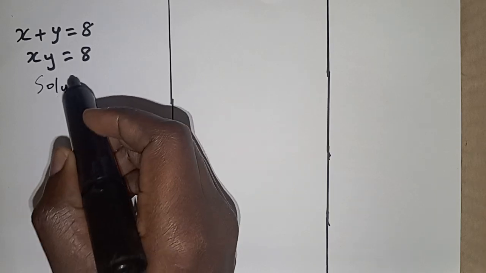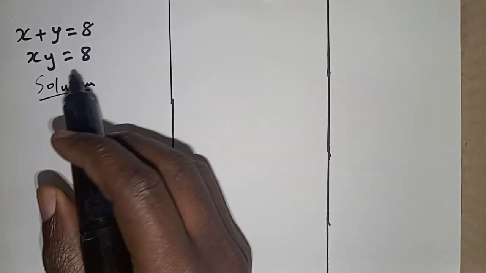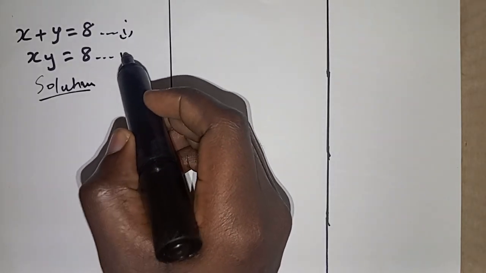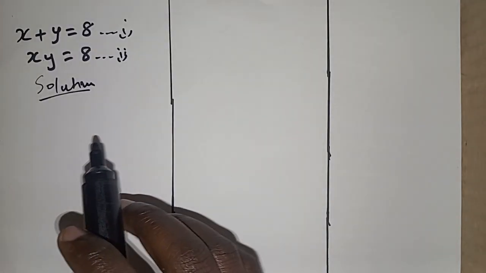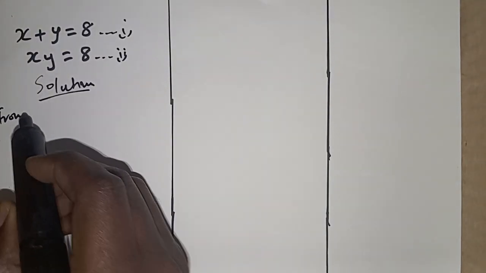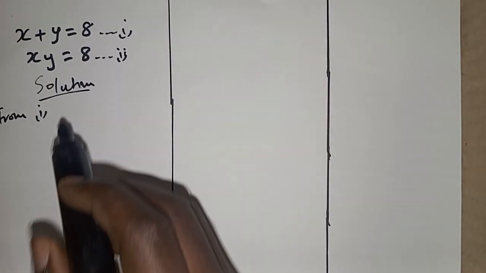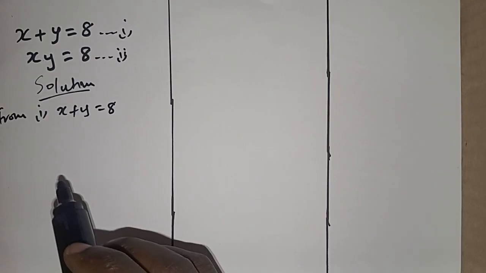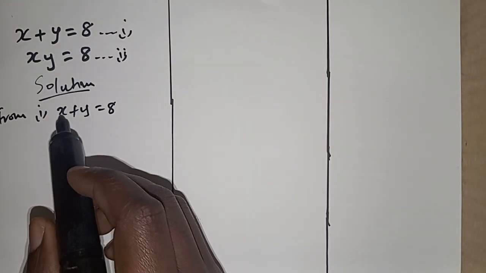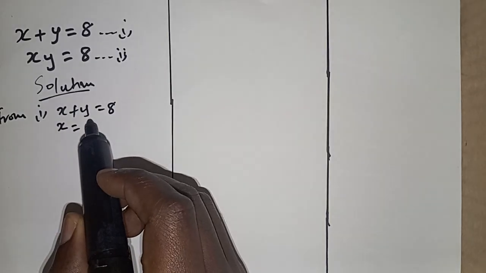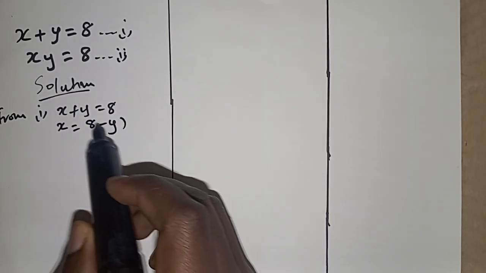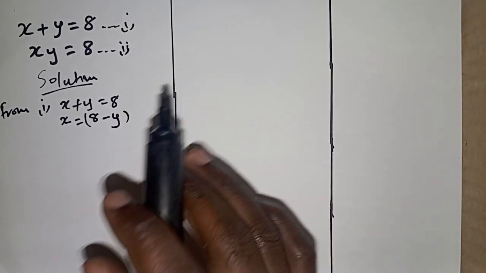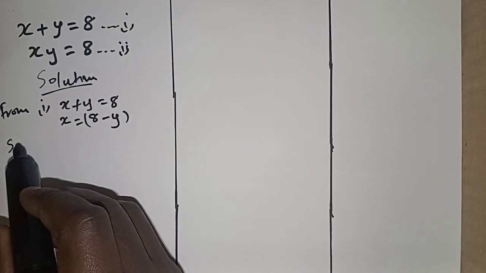Straight away onto the solution. I'm going to call this equation 1, while this one I'm going to call equation 2. So from equation 1, I have x plus y is equal to 8. I want to make x the subject so that I have x is equal to 8 minus y. I'll just move this one to the other side of the equation, and then I will substitute.